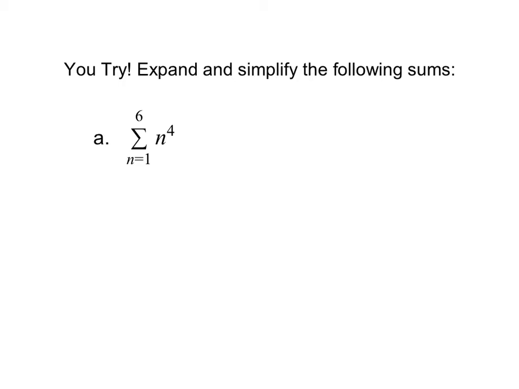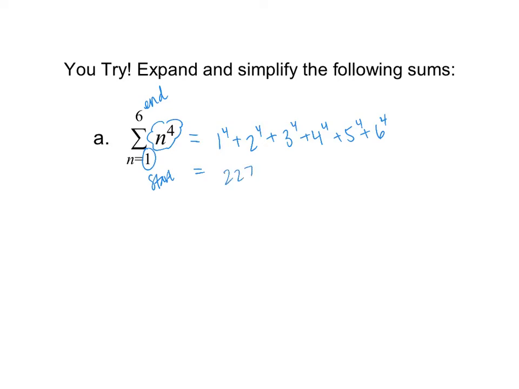So again, I'm gonna start by saying this is my starting value and this is my ending value, and this is the expression I'm plugging into. So I plug a 1 in, then I plug a 2 in, a 3 in, a 4 in, a 5 in, and a 6 in. And then it says to simplify the following sum. So if you punch that onto your calculator, you will get 2275.